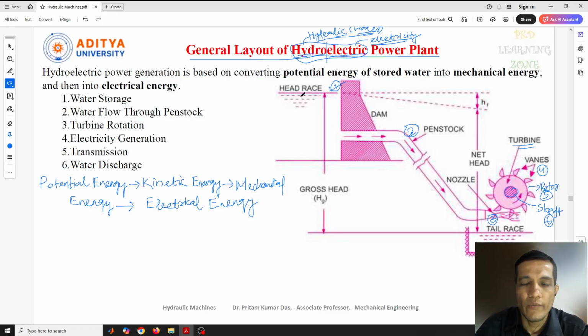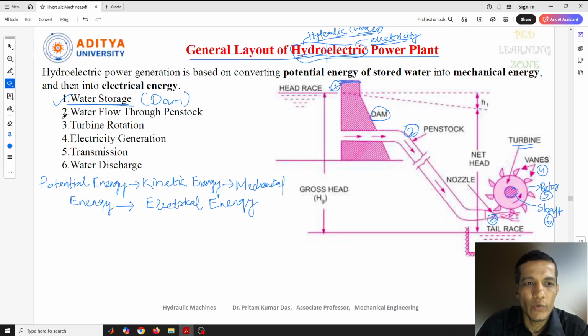So first, as I told you, we need to construct a dam. Dam is there for water storage. So the first point is water storage. For storing the water, we need to prepare a dam where we can store a huge amount of water. This is for water storage.